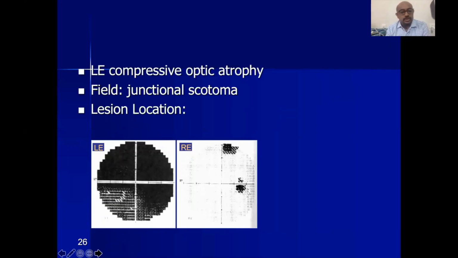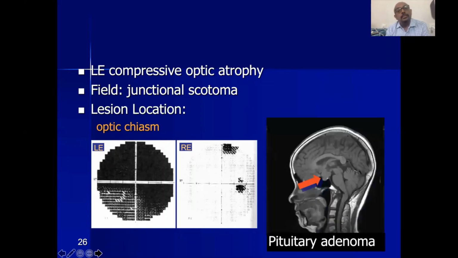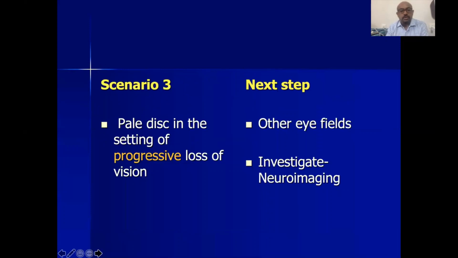This patient would require an MRI scan of the brain and orbit. And what you'll find here is a pituitary adenoma, which is seen on this MRI scan, on the right side.